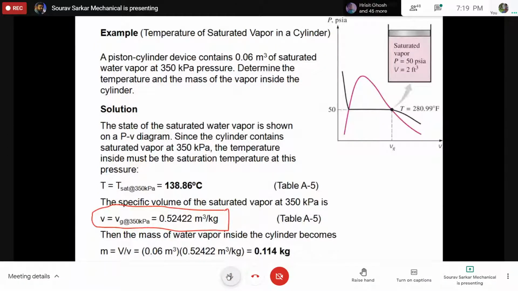Is it coming properly, or is it a mistake? There might be a mistake. Can you check? Is it coming? Okay, fine.